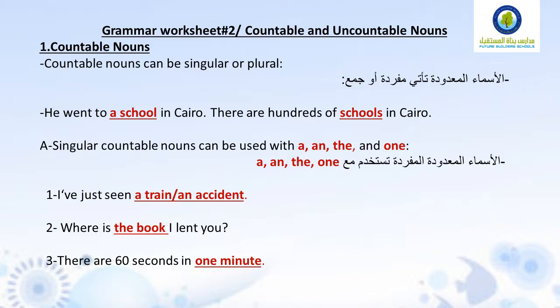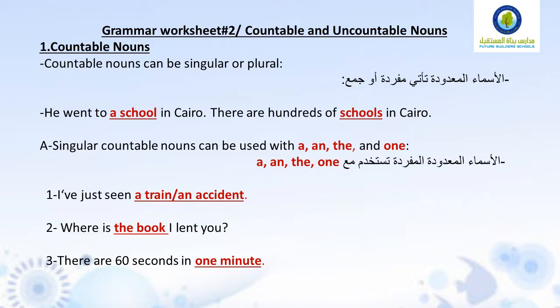we say an accident. Number 2, where is the book I lent you? Here the noun is book. Is it countable? Can you count book? Yes, we can say 1 book, 2 books, 3 books. So the word book is a countable noun. You could identify it by the book. So, where is the book I lent you? Can we say a book? Yes, a goes with the countable noun that starts with a consonant. So, a and the for the singular countable nouns.